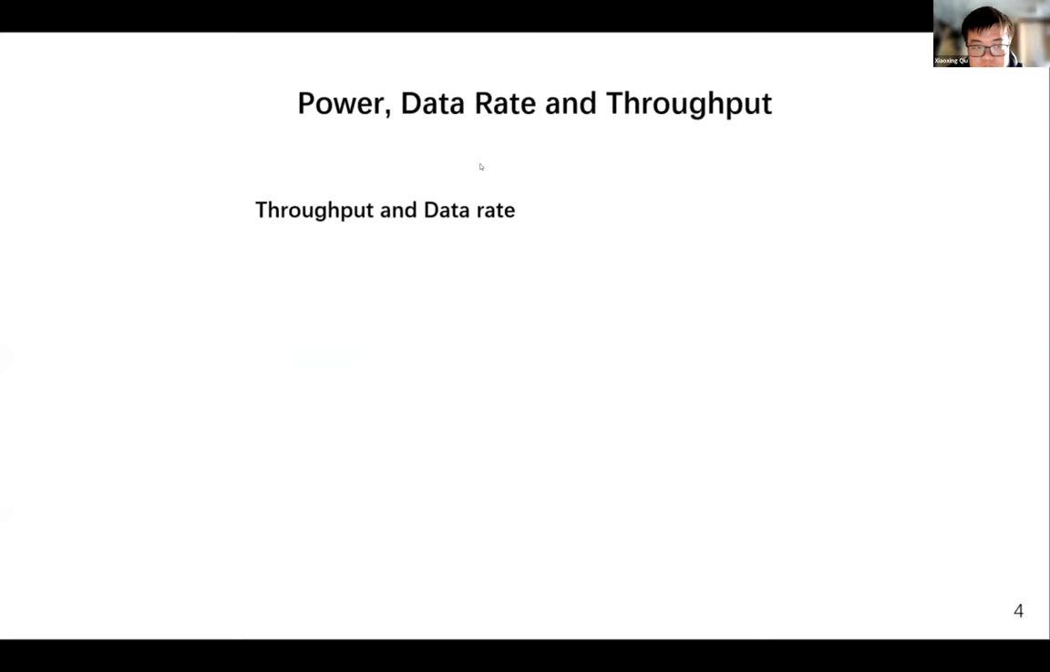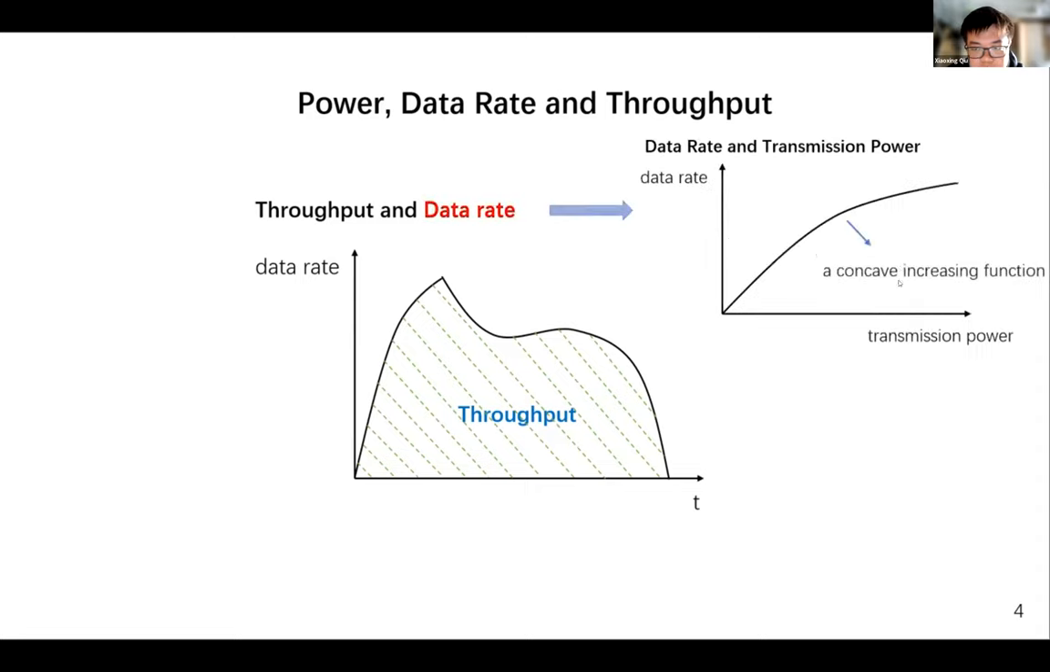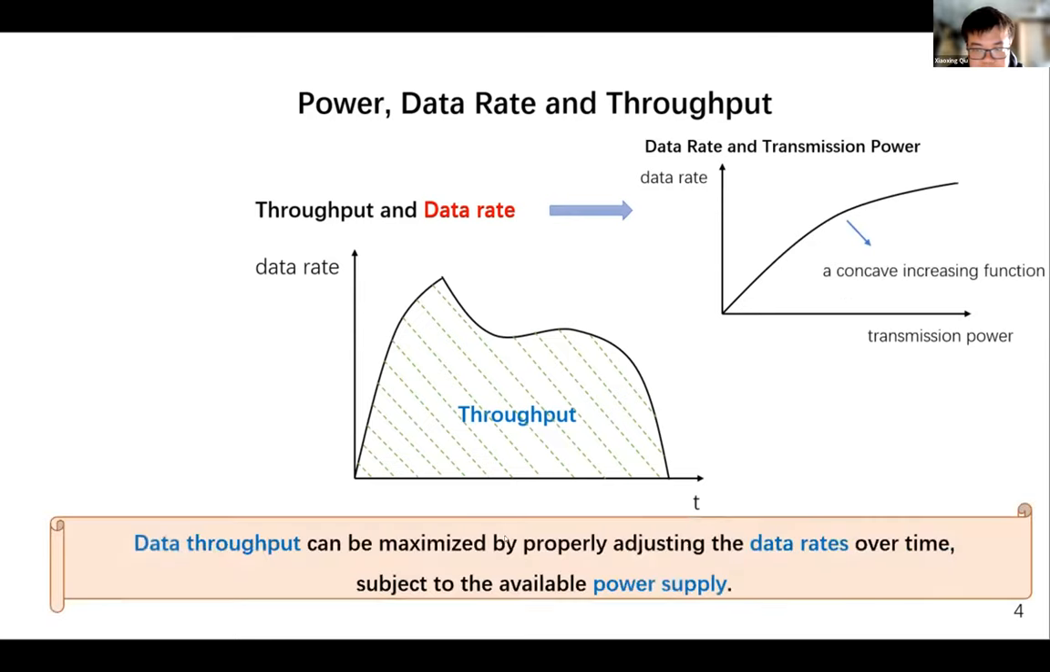And last, I will talk about the relationship of power, data rate, and throughput. In many IoT systems, throughput is a widely used metric to evaluate the performance of the network. As shown in the figure, the throughput is the area under the data transmission rate curve. And the data transmission rate of a device is a concurrent increasing function of the power supply. Apparently, the data throughput can be maximized by properly adjusting the data rates over time, subject to the available power supply.